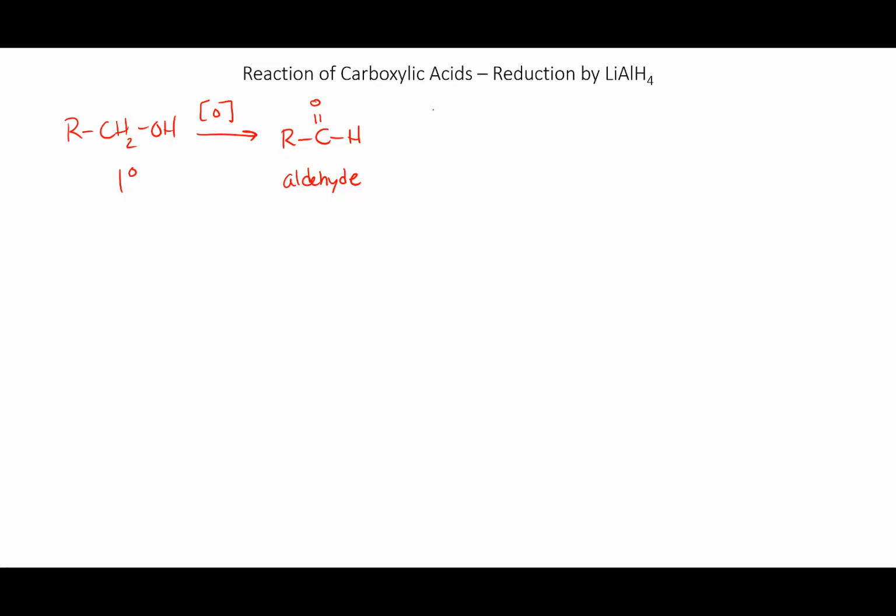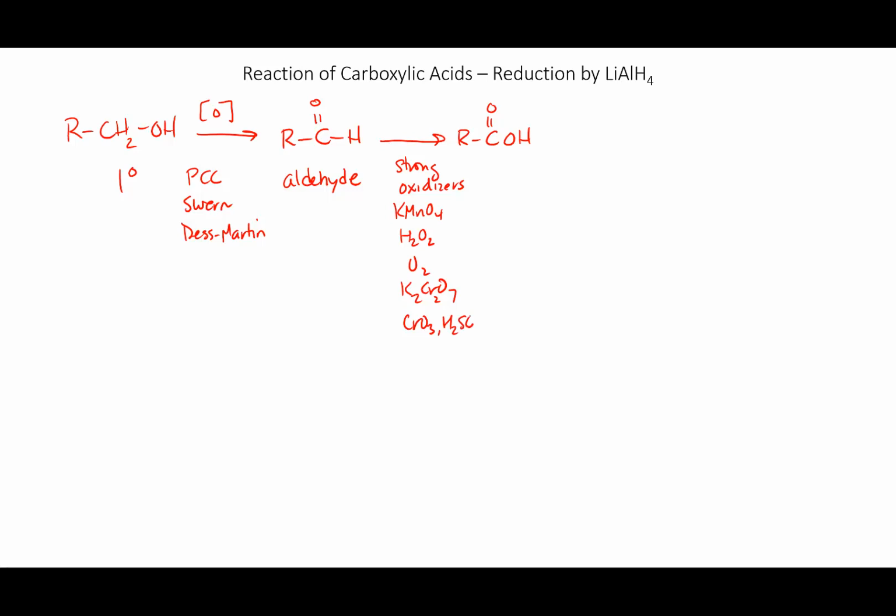So we know how we can make the aldehyde. What kinds of reagents can we use? PCC, Swern, Dess-Martin. We can further oxidize that aldehyde up to a carboxylic acid using all of our strong oxidizers. Things like KMnO4, things like hydrogen peroxide, things like even oxygen gas, potassium dichromate, and chromic acid with sulfuric acid, the so-called Jones reagent. So this is our scheme for oxidizing a primary alcohol all the way up to a carboxylic acid.